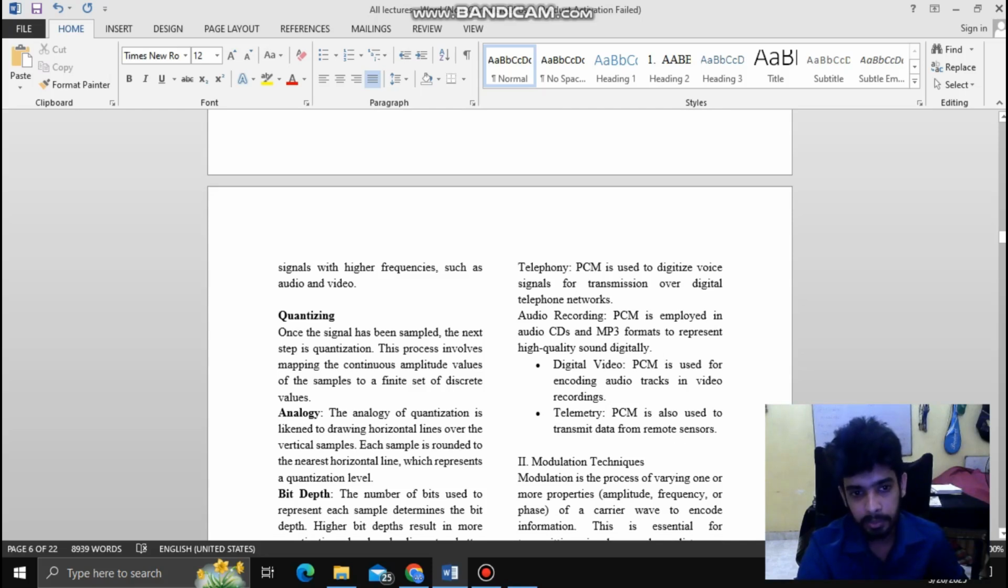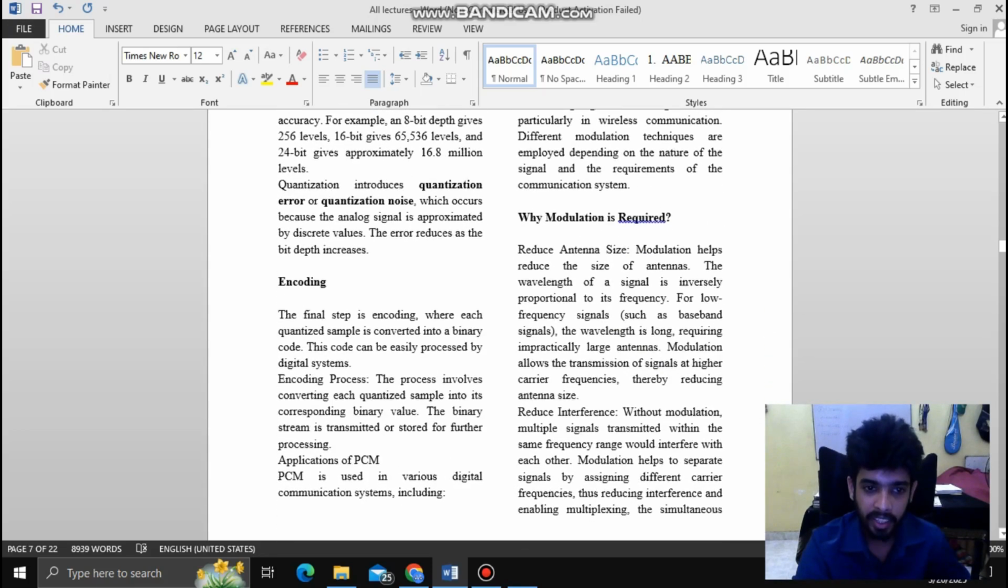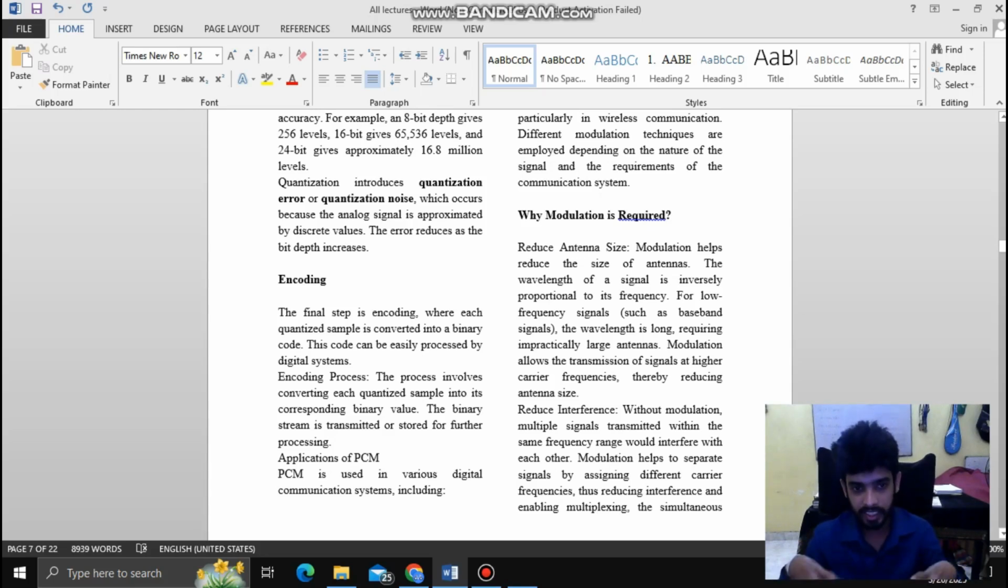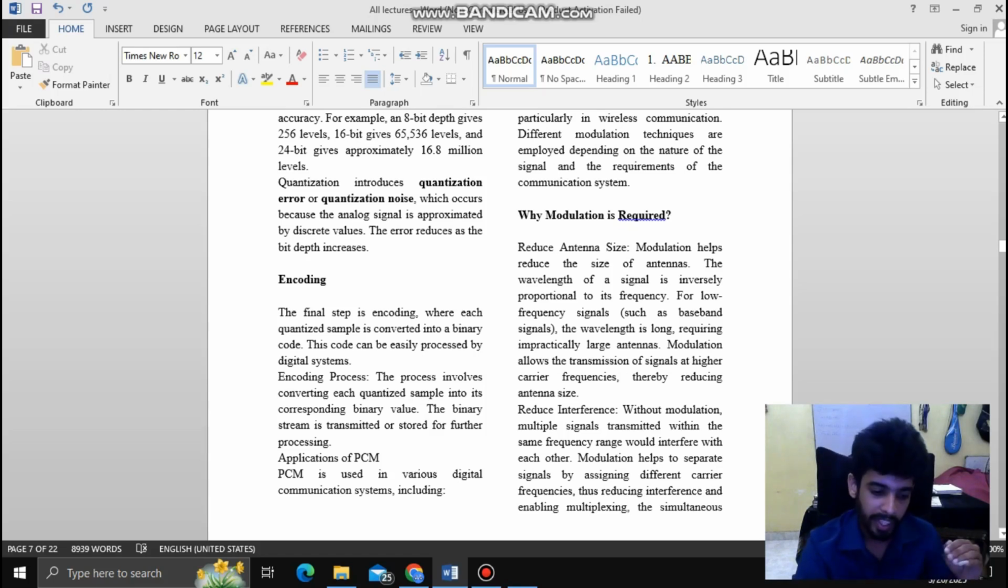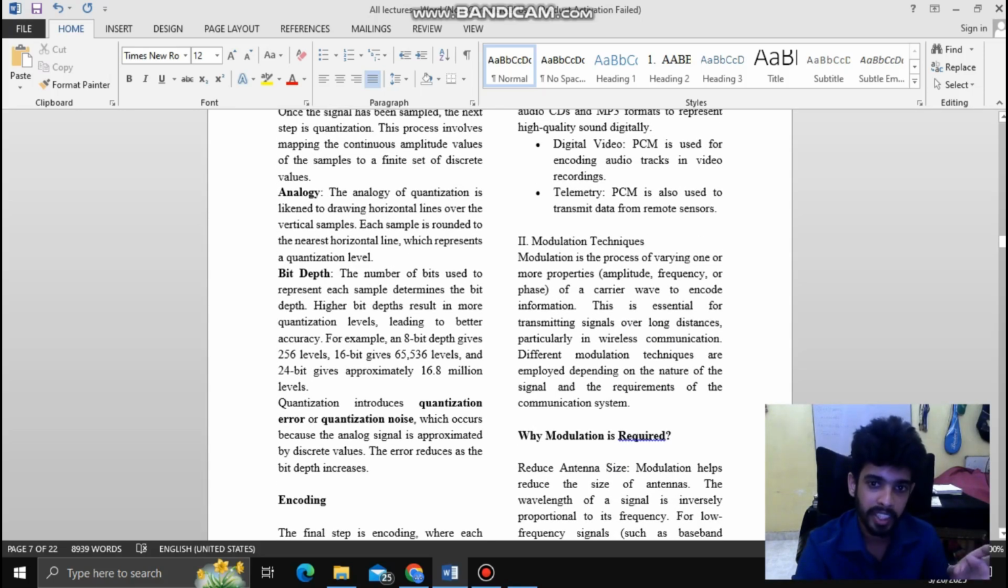When the signal has been sampled, the next is quantizing, which involves mapping the continuous amplitude values of samples to a finite set of discrete values, the continuous set into a finite set. Then the next part is encoding. In encoding, each quantized sample is converted into a binary code. Binary coding, encoding, means converting into digital. Here we are talking of a modulation technique.